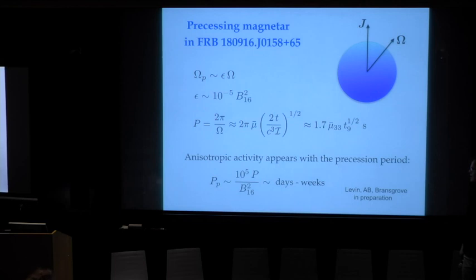So if you estimate the precession rate, you find the period is about 10^5 longer than the period of the star. And the period of the star for a typical magnetar is a few seconds. So you get a precession period of order of days, two weeks. And this is what we think can explain this 16-day appearance and disappearance of the object.